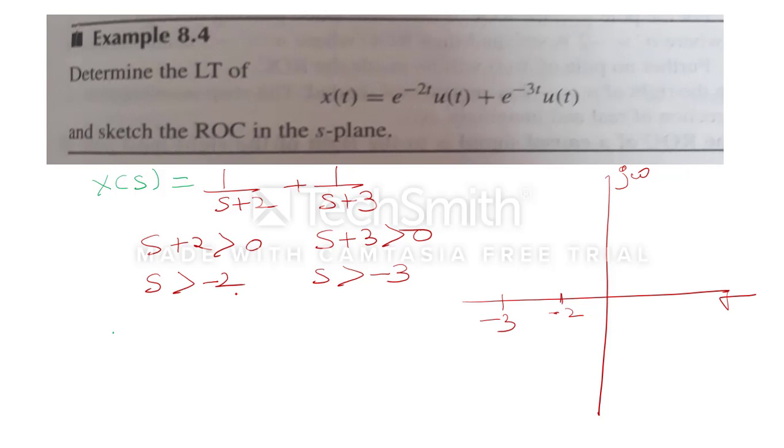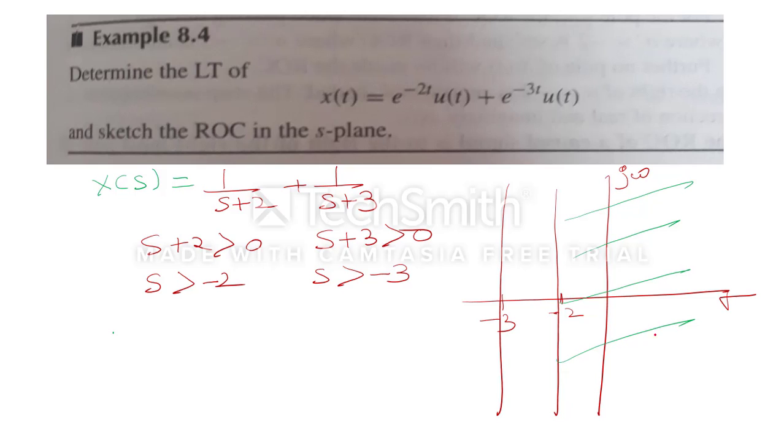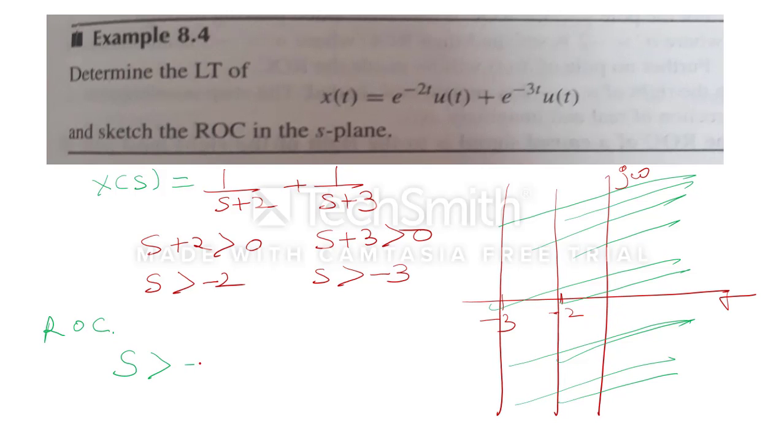So because s is minus 2, greater than minus 2, definitely two parallel lines we are going to draw. And to plot the ROC, s is greater than minus 2 means this side, right side, and s is greater than minus 3 means again right side. So we can see that the common area between the two ROC will be between minus 2 to plus infinity. So final ROC will be s greater than minus 2.